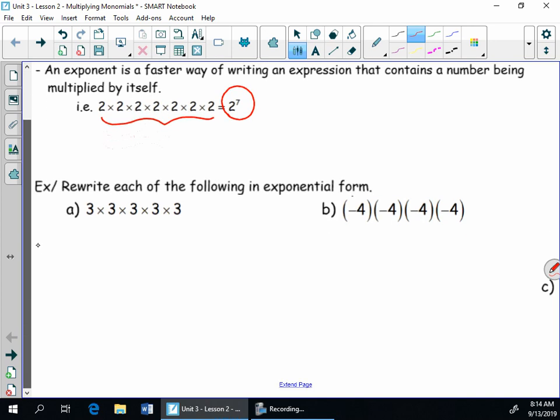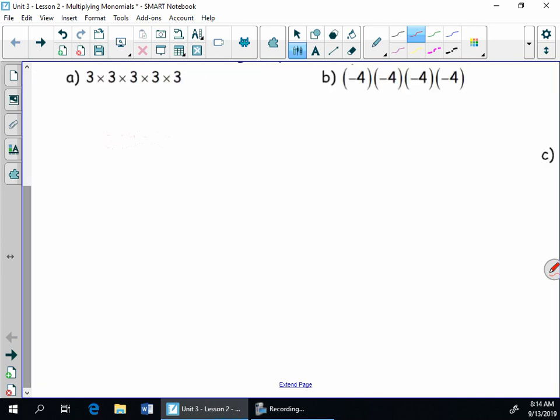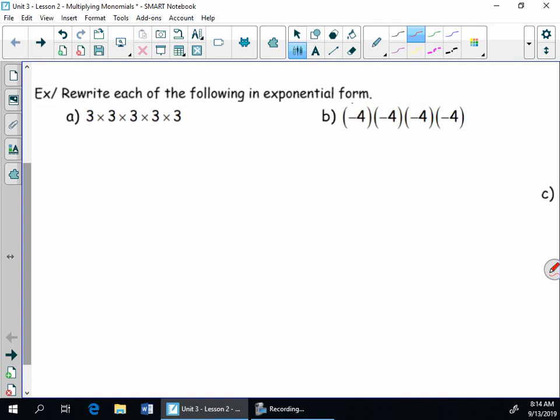Okay, so we try a couple of these just to get our brain warmed up a little bit here. I have 3 times 3 times 3 times 3 times 3. Faster to say 3 to the power of 5. There are 5 3's being multiplied together.